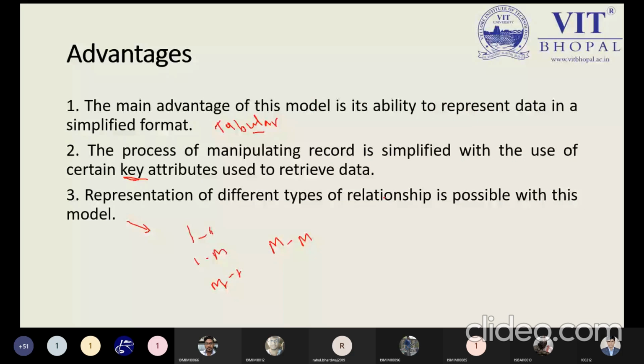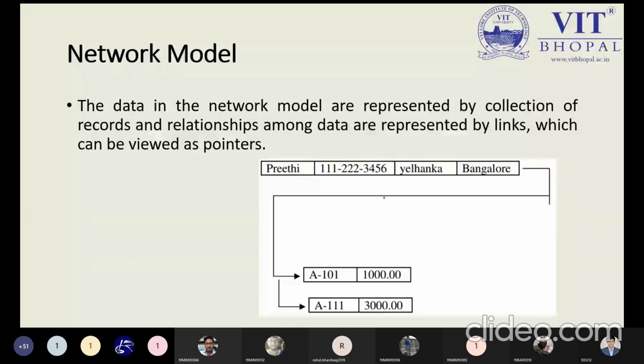So as I told you, we have another model that is the network model. Yes, please tell me any doubt you have, then you can ask me. If you have any doubt in the relational model, you can ask me, else I can jump to my next model, that is the network model. Yes, please tell me. No doubt, sir. No doubt.